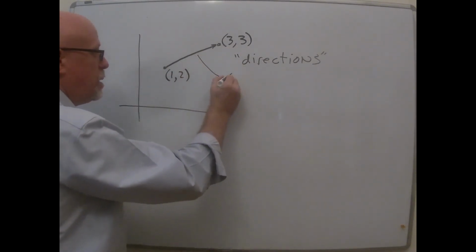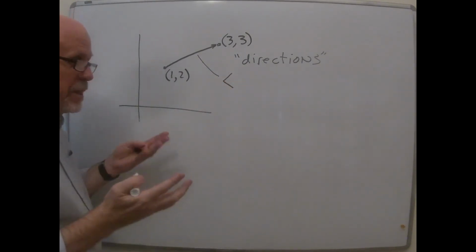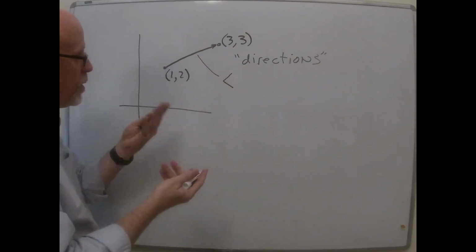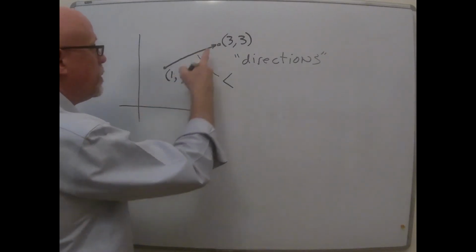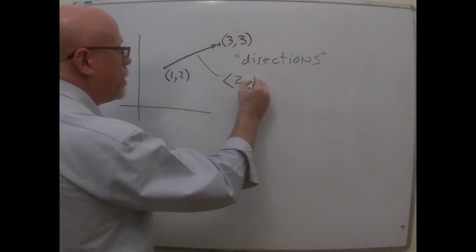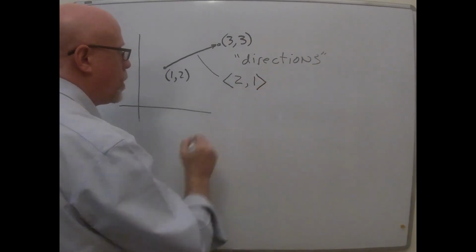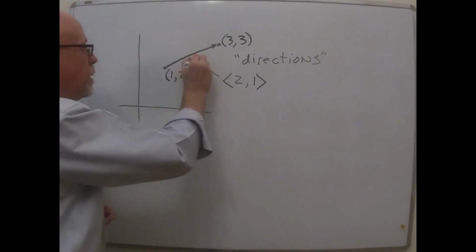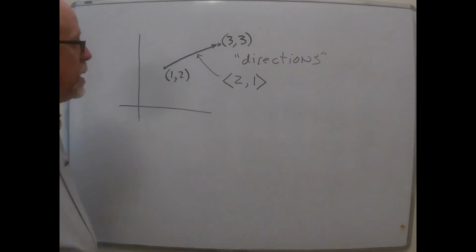So we just put it in a slightly different set of decorations. Instead of having parentheses, we put angle braces, but we're going to go 2 in the x direction and 1 in the y direction. Closing angle brace. So that directed thing is represented this way.